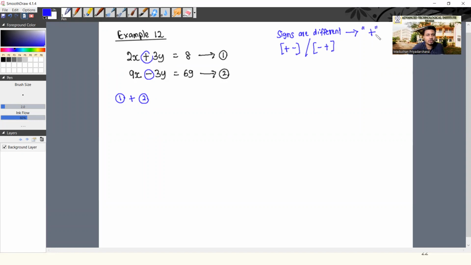We need to add those two equations. Right? If the signs are similar, in the sense here plus 3y, here also plus 3y, plus plus, or else it can be minus minus, minus 3y and here also minus 3y. If the signs are similar in both equations, then in order to eliminate those variables, what we need to do is deduct those two equations.